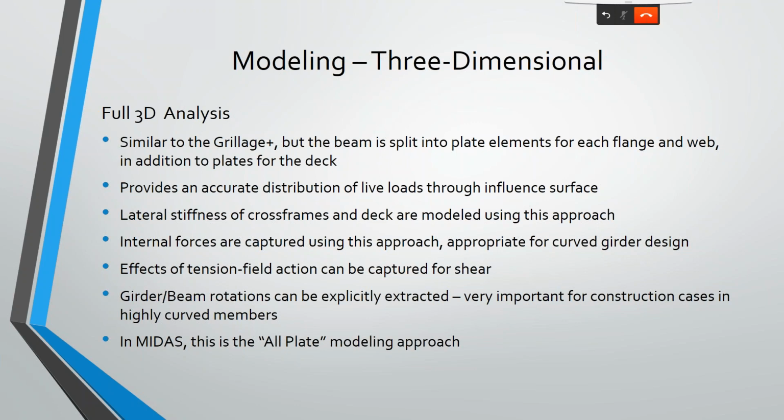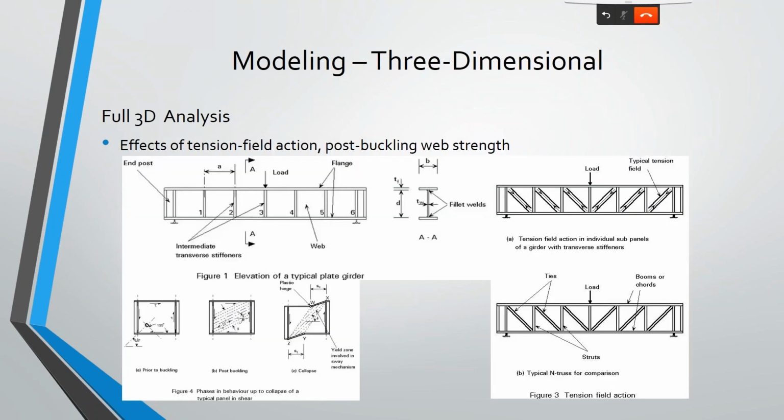But the biggest thing here is it's going to give you better rotational information. The flanges are going to be able to have more accurate localized stress distribution, and the flange is going to be able to rotate at the end more than it would for the web. And that's very important for curved girder design, to actually get those rotations right. The only way to really do that is to get into a full plate model. So this is what I mean when I'm saying three-dimensional. This is also for girders, specifically deep girders more than anything else.